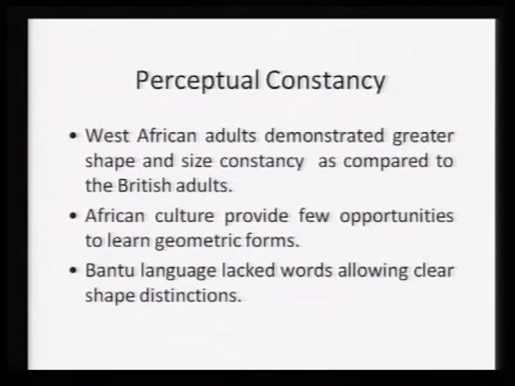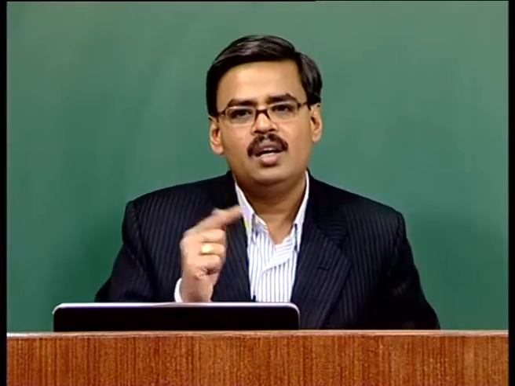Now, when you look at perceptual constancy and the impact of culture, a very interesting study I would like to share with you is that West African adults demonstrate a greater shape and size constancy as compared to British adults. African culture provides few opportunities to learn geometric forms, and especially the Bantu language lacks words allowing clear shape distinction. When you look at the modern English vocabulary, we know the distinction between the square and the rectangle. You also know that a circle is not a sphere, a rectangle is not a hexagon, and a hexagon is not a rhombus.